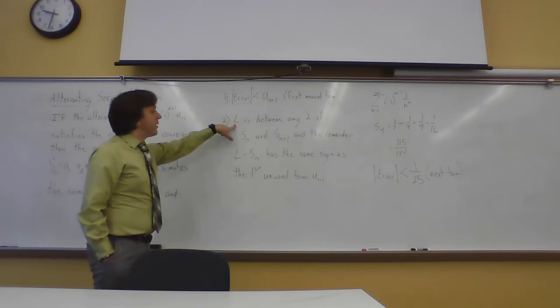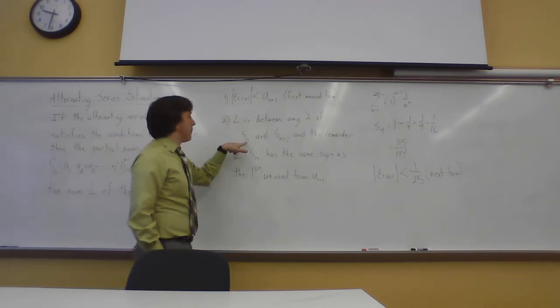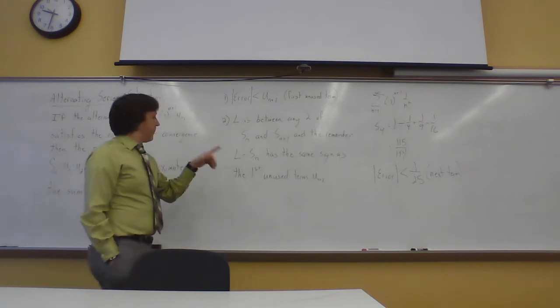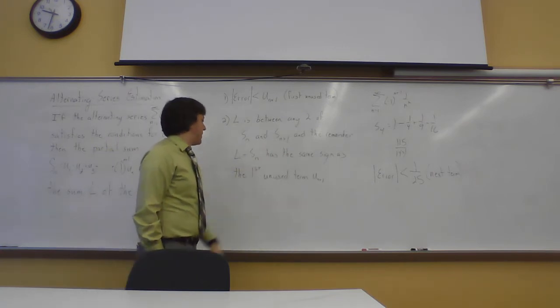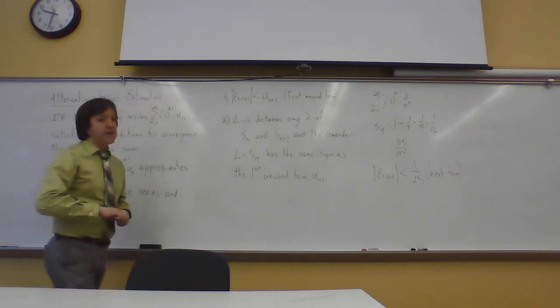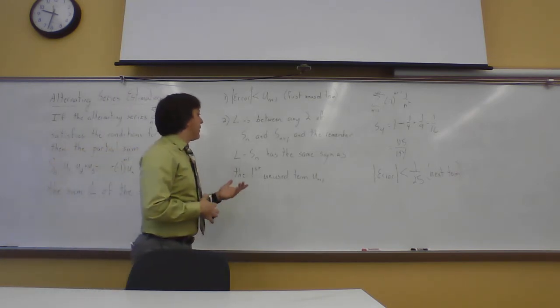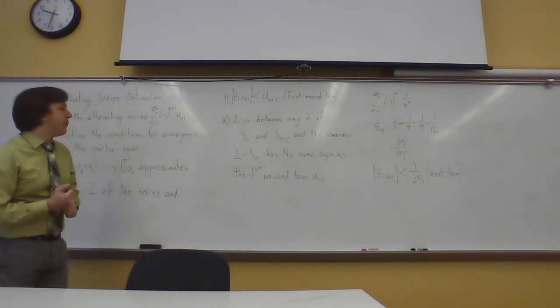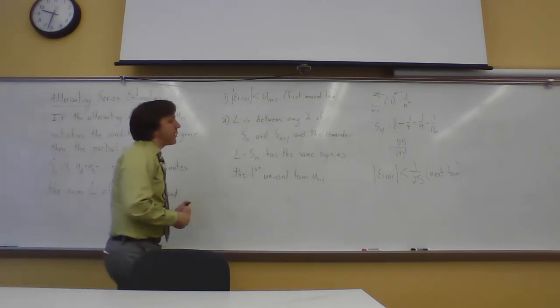The sum L is between any two consecutive partial sums, S sub n and S sub n plus 1. The remainder, L minus S sub n, has the same sign as the first unused term. So if your first unused term is positive, then the remainder between the actual sum and what you have will be positive, and if it's negative, then it'll be negative.